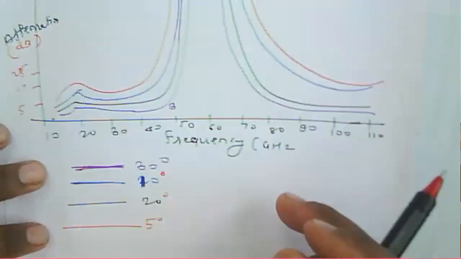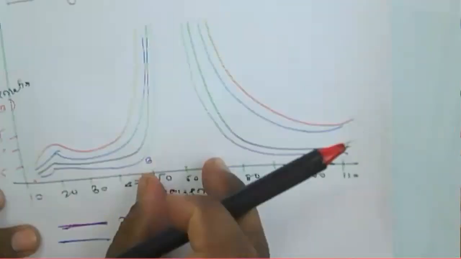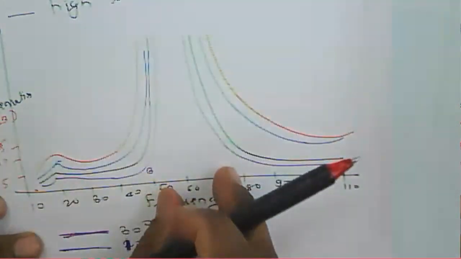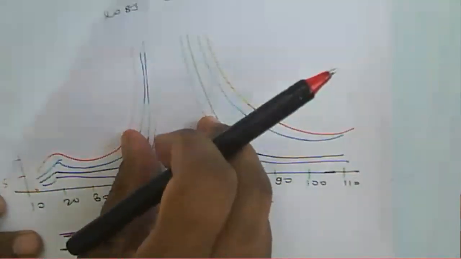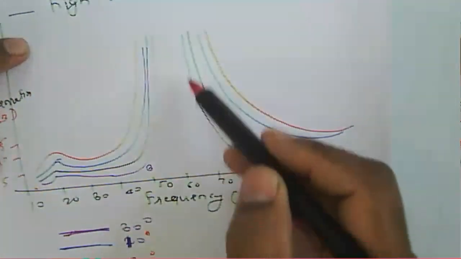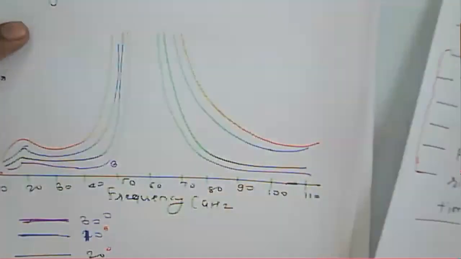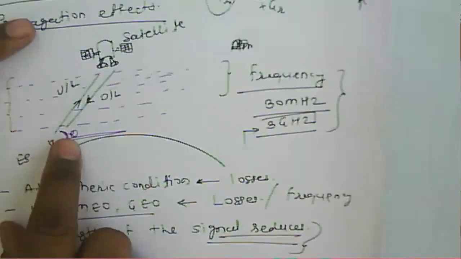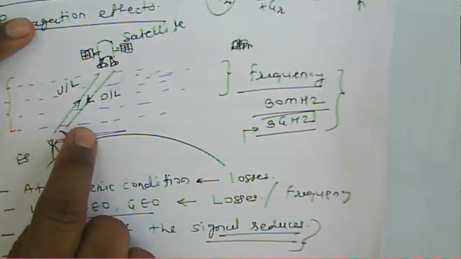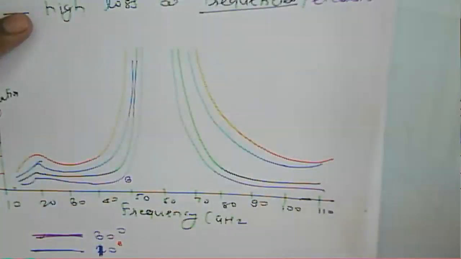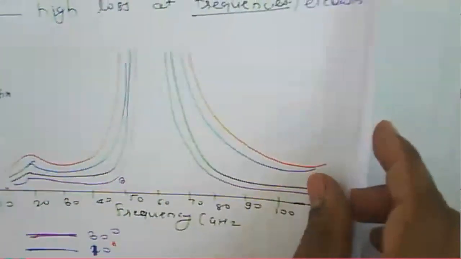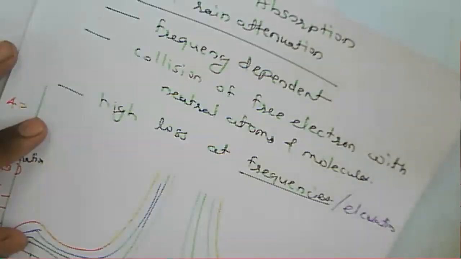So these have attenuation, but in this particular band of frequencies, the absorption and attenuation is less. Around 60 gigahertz, at this particular frequency, the attenuation is low. So from this we say that when we transmit the signal from the earth station, based on the elevation angle, your attenuation changes. Why does it change? Because a collision of free electrons with neutral atoms occurs. That's why the attenuation changes.